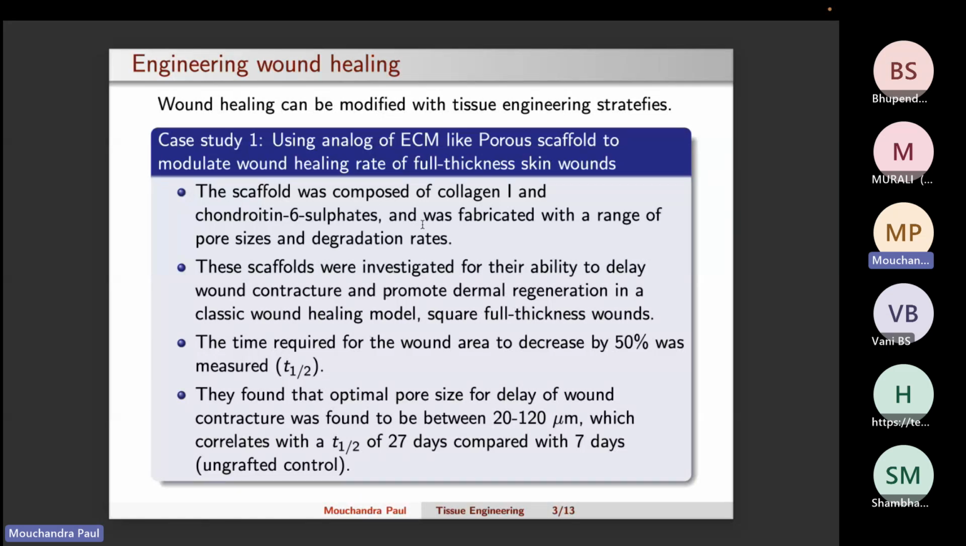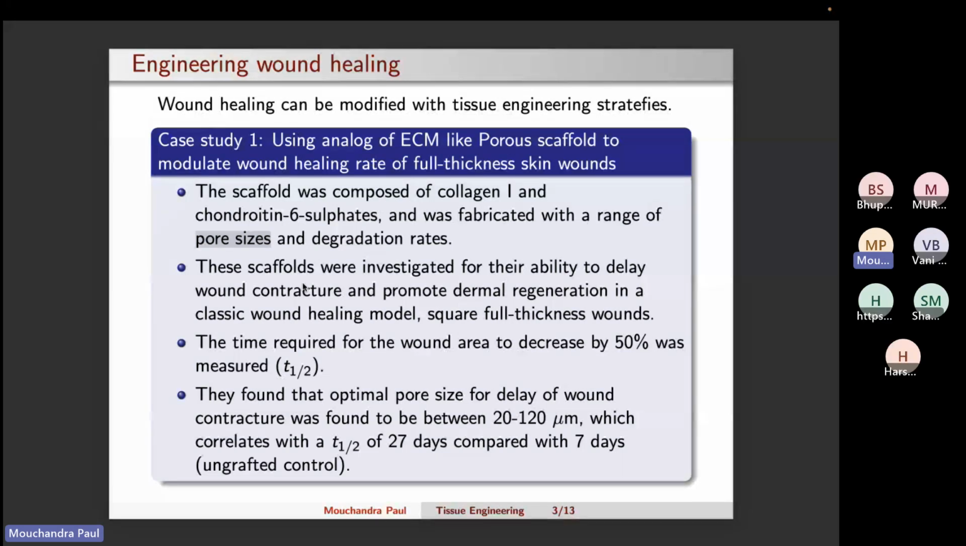They were fabricated in such a way that they had a range of pore sizes. Pores are the void spaces that are left behind in a mesh, when the polymer fibers are laid one over the other and leave behind very small voids. These are nothing but the pores, and they are of various sizes. Also, they were fabricated in such a way that their degradation rates were different.